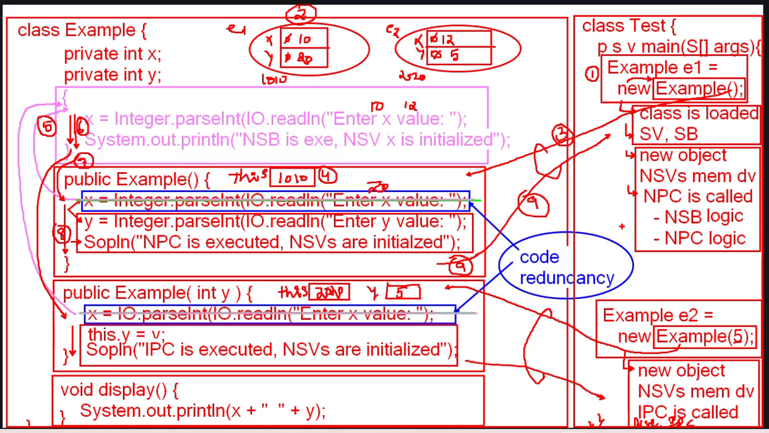Last one is what? Non-static block, int-param constructor. Here, this is non-static block and int-param constructor.